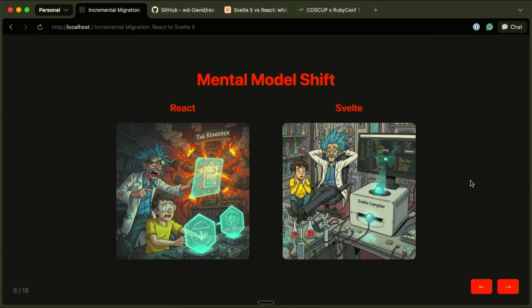So this talk, I'm not going to introduce what Svelte is, what Svelte 5 is. I can have a really brief introduction, which is it uses signals under the hood, and now Svelte 5 provides fine-grained reactivity. So the mental model shift, I think it's a big deal.